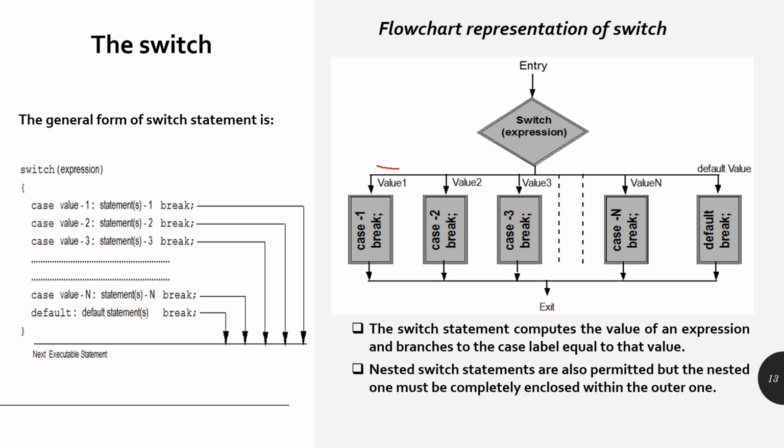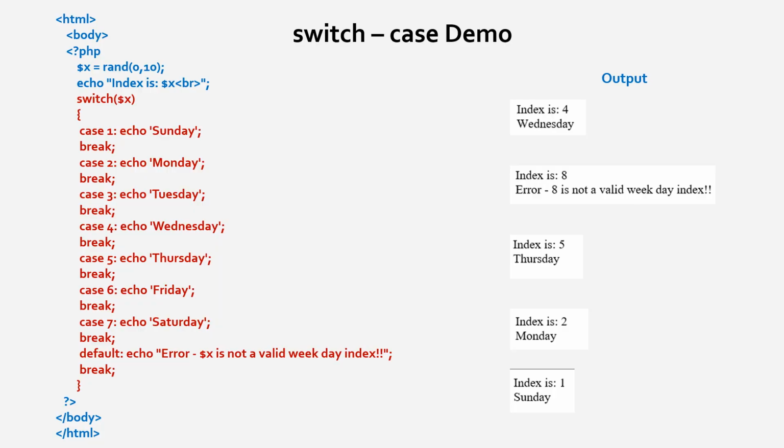Now we will see the corresponding program for the switch statement. This is the demo program. Assume that we have a random number generator, and some number in the range 0 to 10 will be assigned. If that number is 1, it will display Sunday, 2 means Monday, and it keeps on like that.